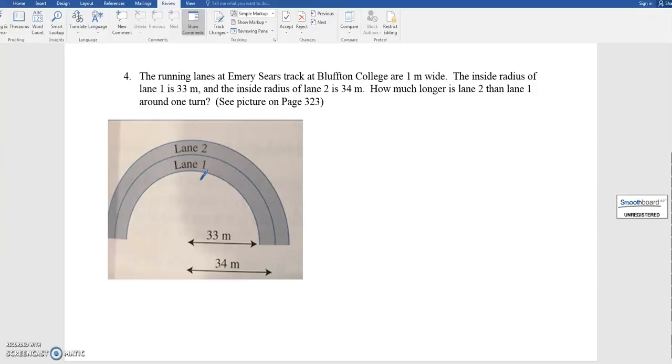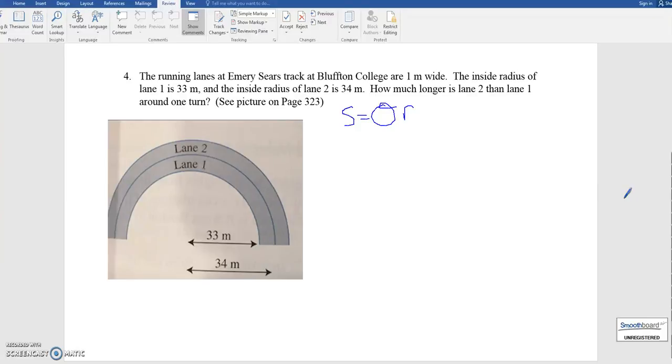So for this one, realize that we're at a half a turn. That would be 180 degrees in degree mode. We're going to do this in radians, so that is pi radians. We're just going to start with a quick review of our formula. Our arc length for radian mode is simply theta times the radius.